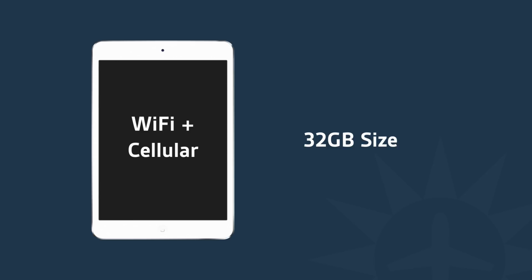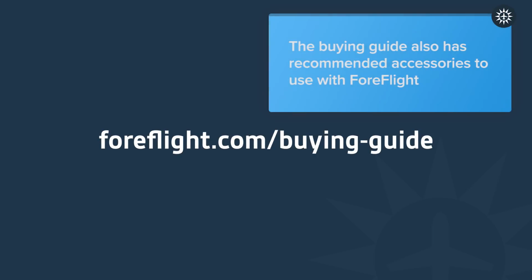But whatever screen size you choose, we do recommend getting the Wi-Fi plus cellular version. Every iPad comes in two versions, Wi-Fi only or Wi-Fi plus cellular. The reason we recommend Wi-Fi plus cellular is because only the cellular model has a GPS built in. We also recommend a minimum of the 32 gigabyte size. The reason we say 32 gigabytes is you could download all of the data that ForeFlight has available and it'll all fit comfortably on the 32 gigabyte size iPad. For more tips on what iPad is best for you, check out our buying guide at foreflight.com/buyingguide.